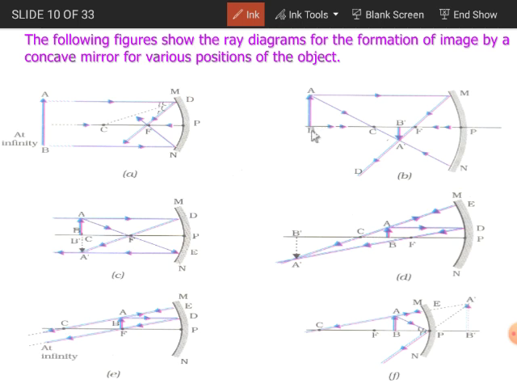If the object is beyond the center of curvature, the image is formed between C and F. So if the object is placed between C and F, that means this one, the image will be formed beyond the center of curvature. Got it? You can think of it like that just to make it simpler. Got it? Okay, thank you.